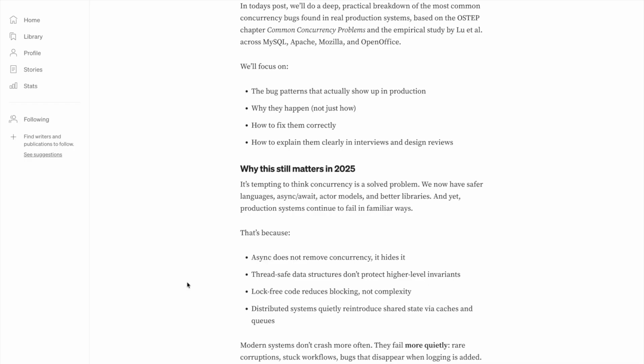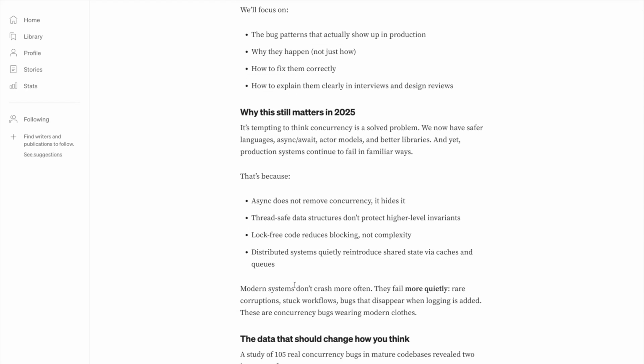Because that's not about how these things actually prevent bugs. For example, async does not remove the concurrency, it basically hides it. When you go deep inside, you'll find async calls are actually hiding concurrency bugs. Thread-safe data structures don't protect high-level invariants. Lock-free code reduces your blocking but not the complexity. Distributed systems quietly reintroduce shared state via caches and queues, which is going to cause some issues in future.